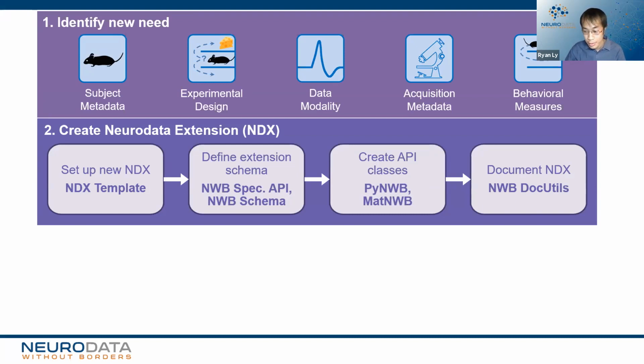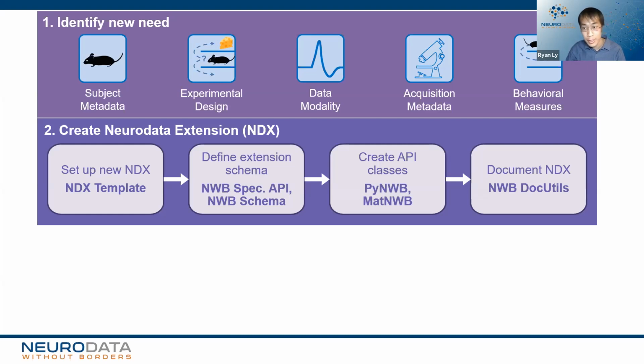Extensions are defined using the same formal specification language as the core standard of NWB. And so you could then use the specification API and the schema of NWB to build your extension and build it off of existing data types as well. Then you can use our basic NWB APIs, the Python API and the MATLAB API, to create custom classes to augment your extension. And then you can document your extension for broader use.